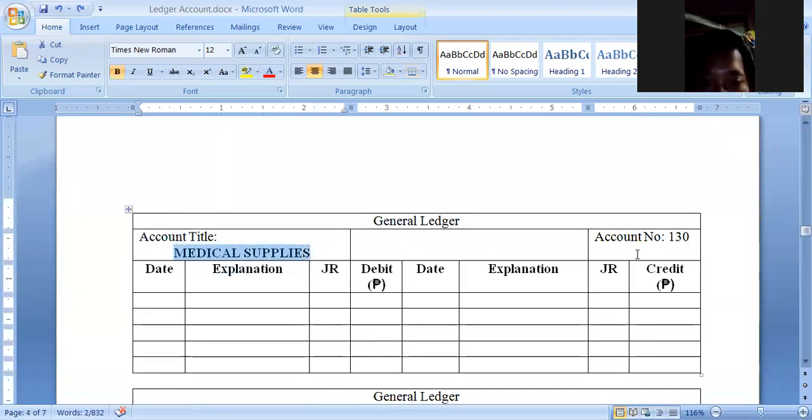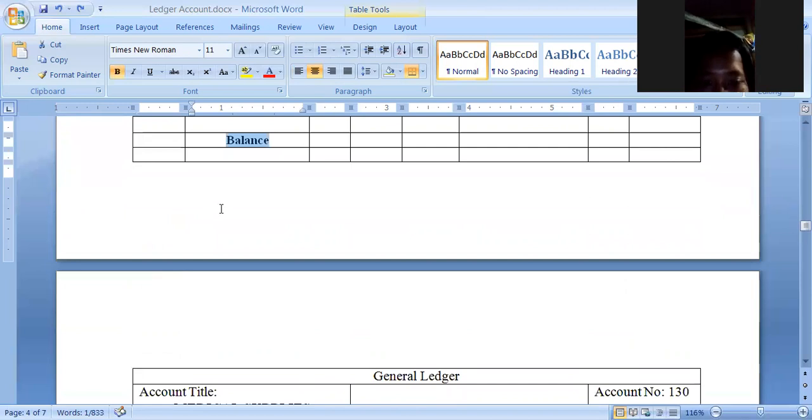Accounts title, medical supplies, account number 130. Balance, Padayon na lang. 64,000. Sige, padayon na lang. Wala na ako nasulti yung balance, ma'am. Sige, padayon na lang. Okay. Isulti pa na akong balance? The balance for... Ano to? Accounts receivable. Right? Sige, go. The balance for account receivable is 64,350.